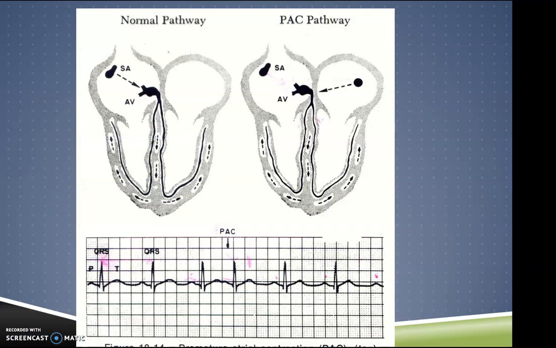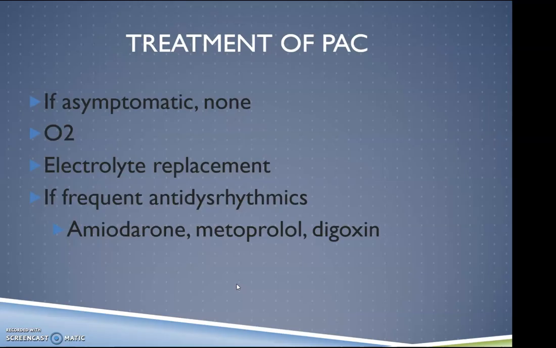And basically, this is just a picture showing you the SA node fires and goes right to the AV node. Here, before the impulse from the SA node can reach the AV node, this cell fires and gets to the AV node first. Therefore, we have an early complex seen here. Treatment. If the patient is not having frequent ones and they're not symptomatic, there is no treatment. We just watch it to make sure they don't get more frequent.